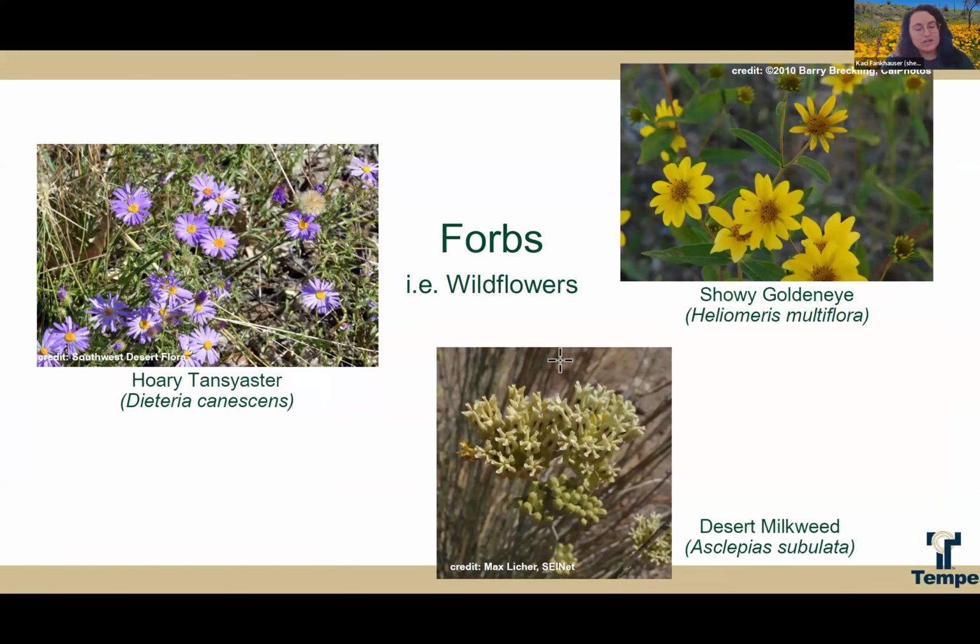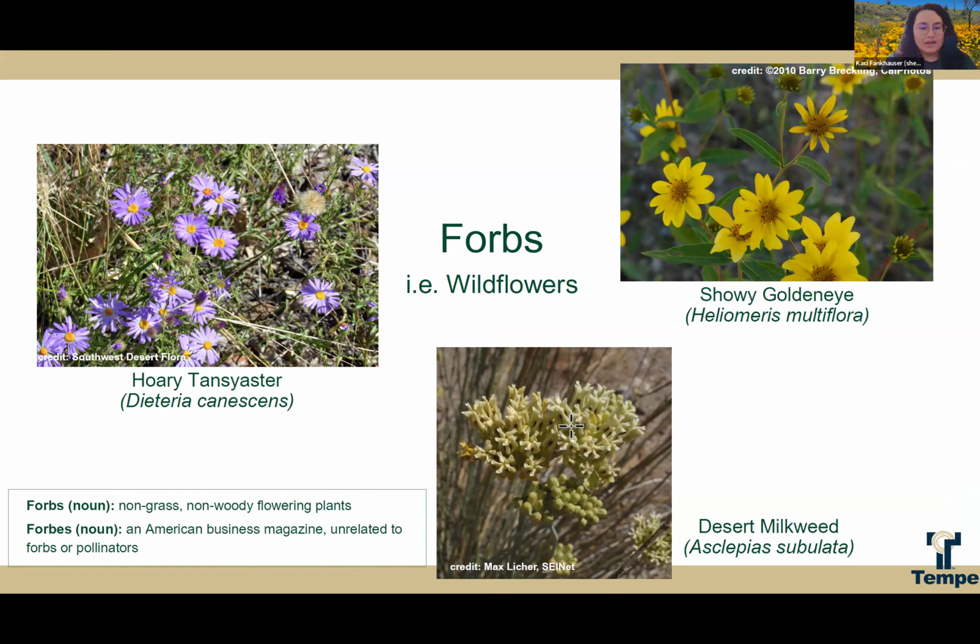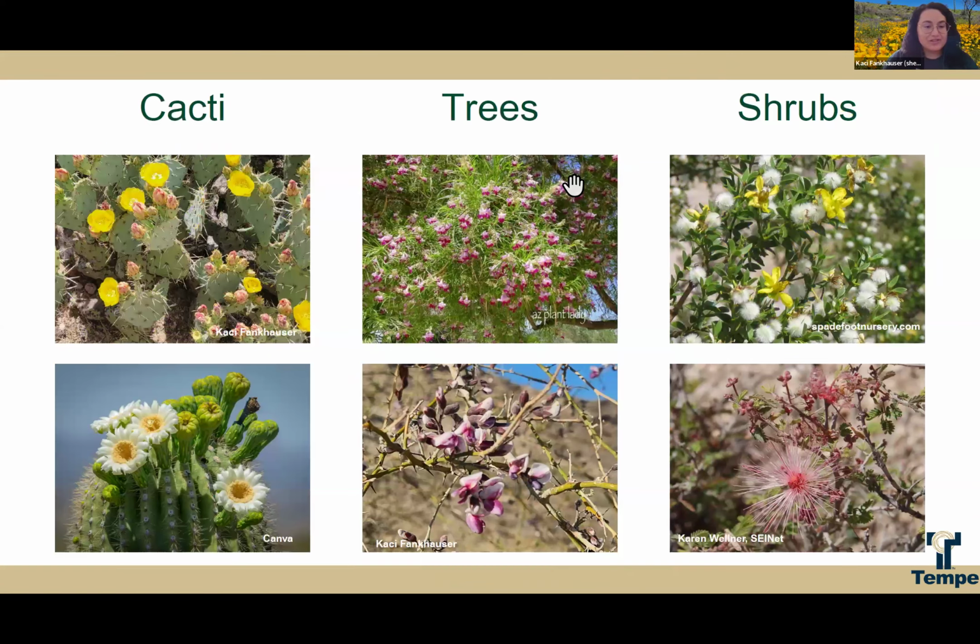So typically when we're talking about plants in our pollinator garden, we're thinking of wildflowers. This is the one that the City of Tempe, we really plant a lot of this in our right of ways, especially the desert milkweed. Forbs are the scientific technical term for these. So when I think of a pollinator garden, I'm going to think of these wildflowers as my first go-to. But all of the plant groups are important.